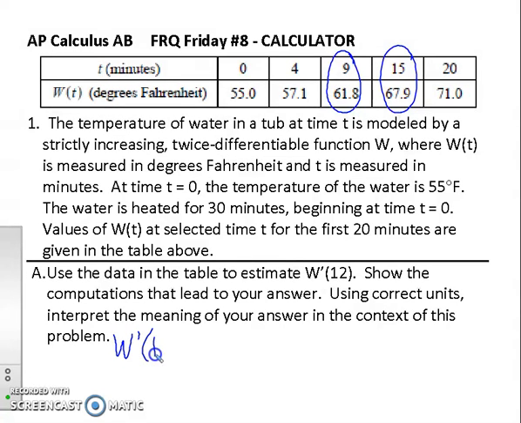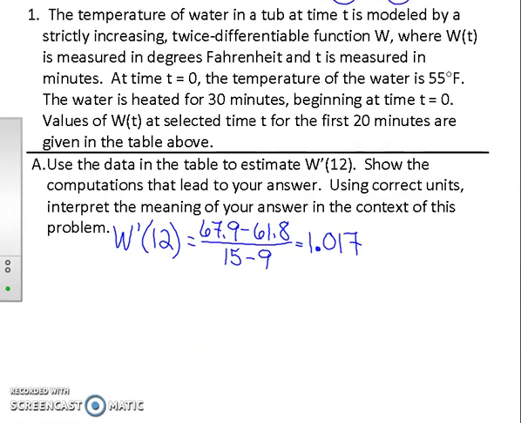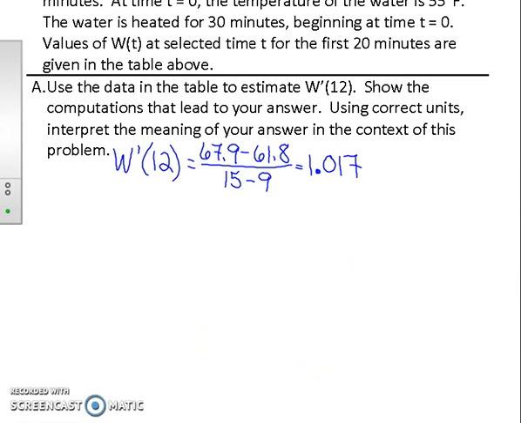So W prime of 12 is going to be 67.9 minus 61.8 over 15 minus 9. And then you just simply calculate that and you get 1.017. So you got a point for coming up with 1.017, but then it also says using correct units, interpret the meaning of your answer in the context of this problem.